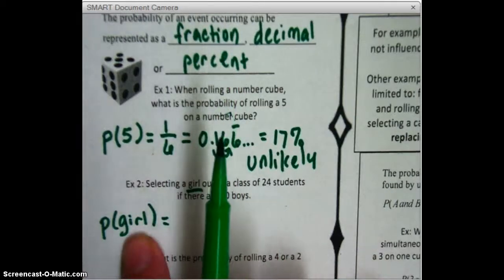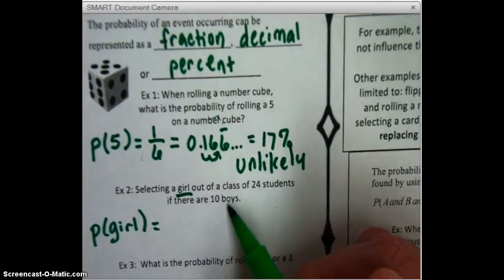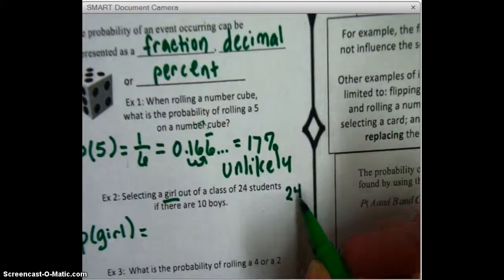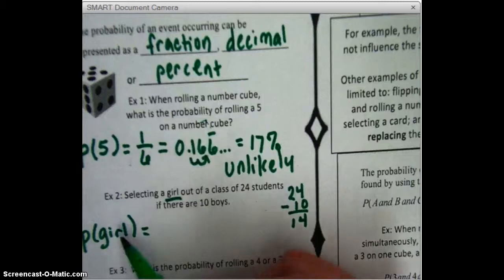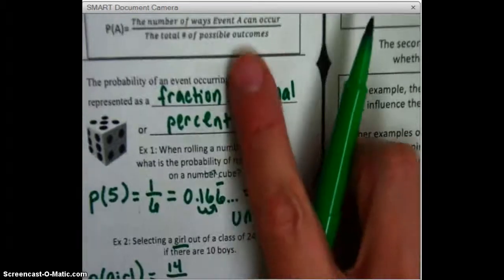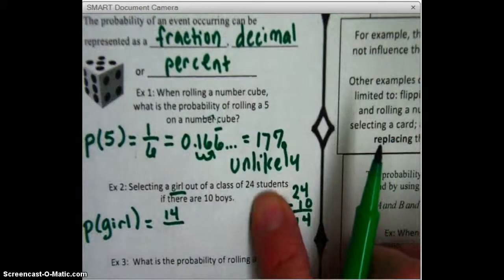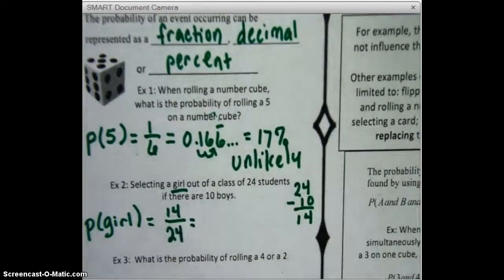Here we have to figure out how many girls there are in this classroom. If there's 24 students and 10 of them are boys, that means the rest of them are girls. So in this one we're going to have to do a little bit of calculating first. 24 students minus 10 boys, there's 14 girls left. So the probability of a girl, there's 14 girls out of, the bottom always represents the total number of possible outcomes. There's 24 students that could possibly be pulled. So there's 14 out of 24 students in that classroom.